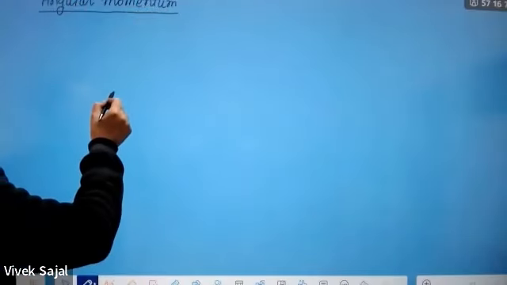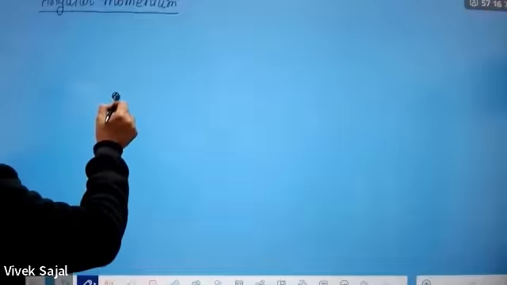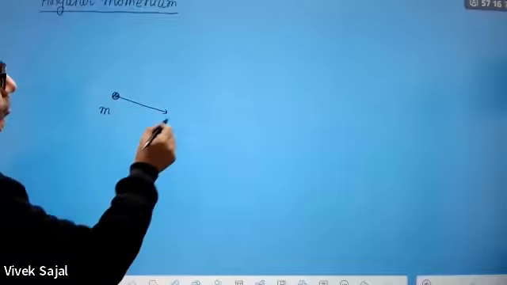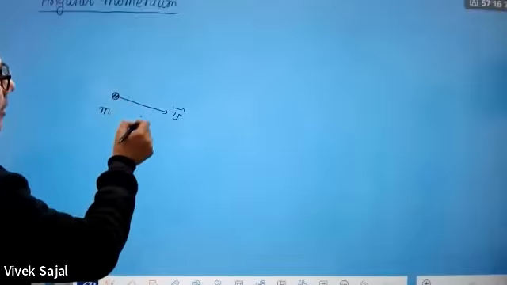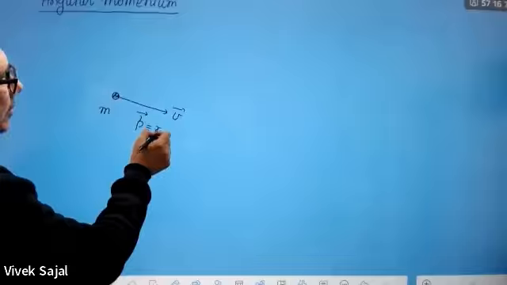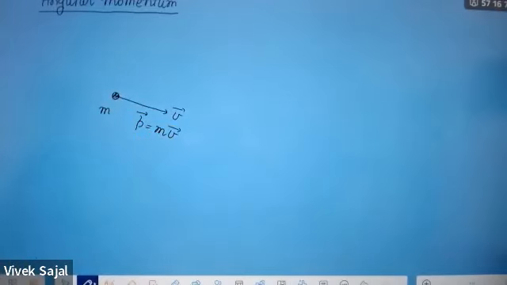If you have a particle of mass m, and it is moving in this direction with a velocity v, what will be its linear momentum? Its linear momentum will be p equal to mv.